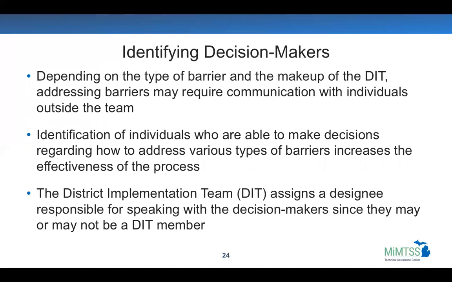Barriers will not always be removed by the DIT. Depending on the type of barrier being addressed and the makeup of the DIT, it may require communication with individuals or groups outside the team to support identification of next steps to address the barrier. In these instances, it is helpful to know who can address different types of barriers and make decisions necessary to remove barriers. To support this step, individuals on the DIT will need to be identified as the designee to communicate barriers to the appropriate decision makers.